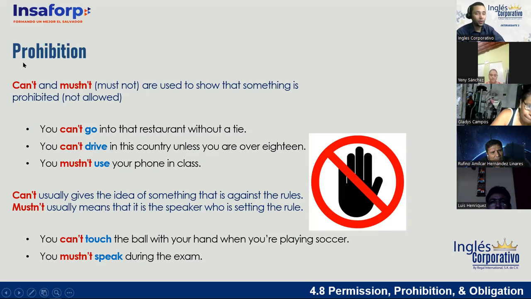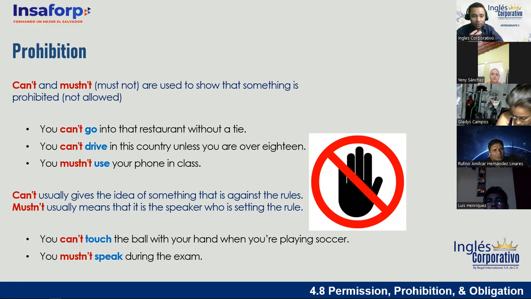So the second one is prohibition. Can't and mustn't, that's the short form of must not, are used to show that something is prohibited. That means not allowed, not permitted. You have three examples. You can't go into that restaurant without a tie. That means it's not permitted. You can't drive in this country unless, a menos que, unless you are over 18. And the last one, you mustn't use your phone in class.